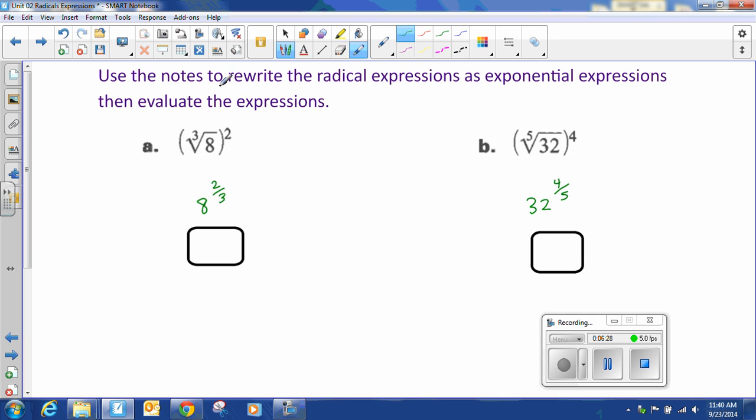Now, to evaluate these expressions, hopefully you know that the cube root of 8 is really 2, because 2 times 2 times 2 is 8. And 2 squared is really 4. So we have evaluated this expression. And I guarantee if you plug this in the calculator, you will also get 4. And over here we have the 5th root of 32 is 2, and 2 to the 4th power is 16.